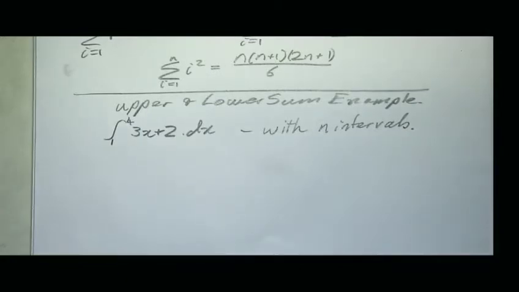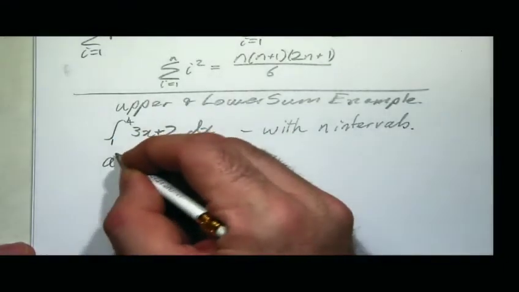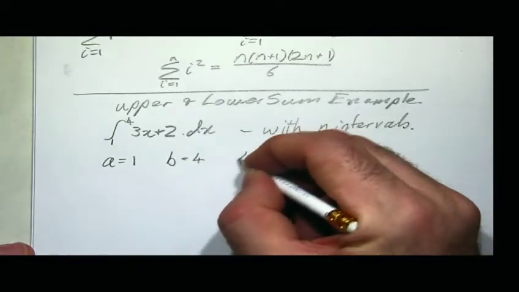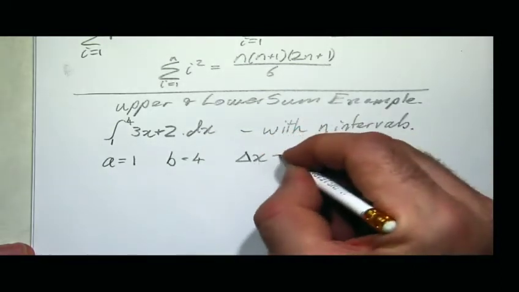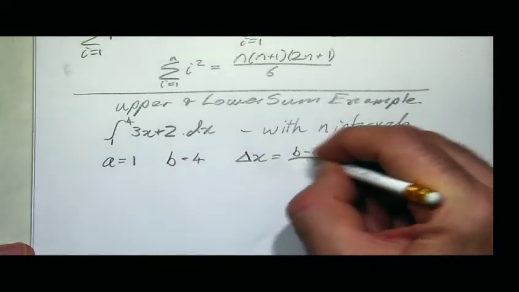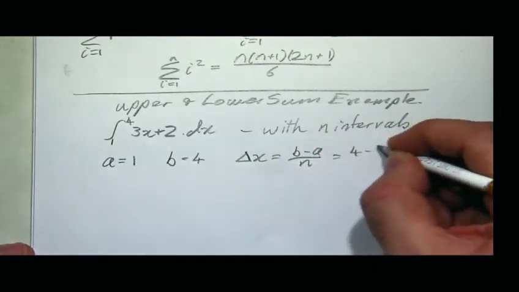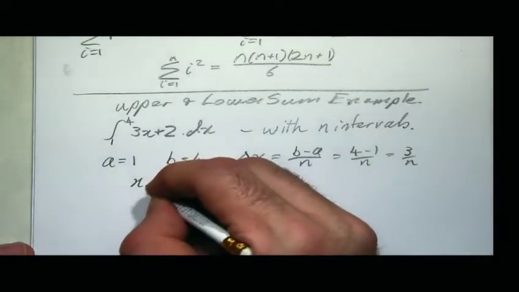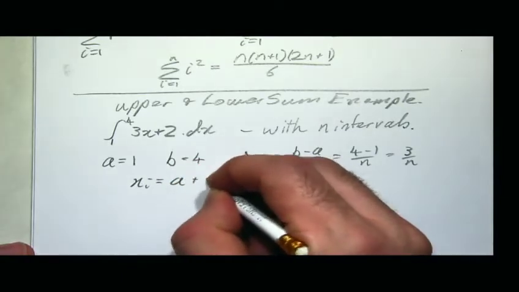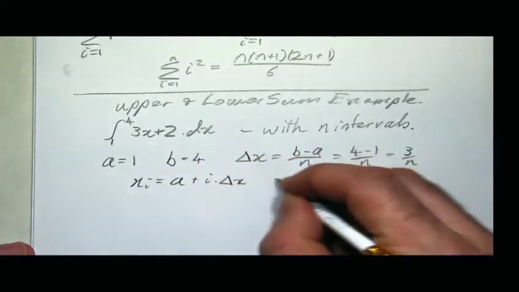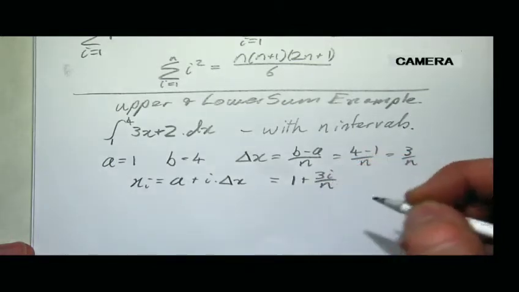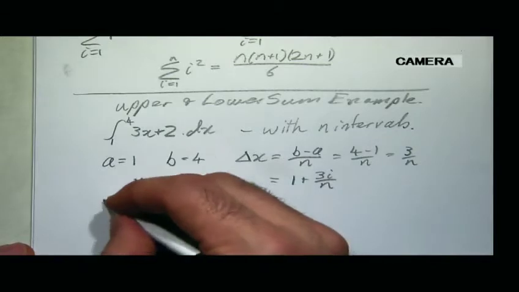So the first thing we do when we do an upper and lower sum is we go, my a is the lower number here. So my a is 1, my b is equal to 4, and my interval width, which I refer to as delta x, is b minus a on n. So 4 minus 1 on n, which is 3 on n. And xi, which is always just a plus i times delta x, is going to be 1 plus 3i on n.